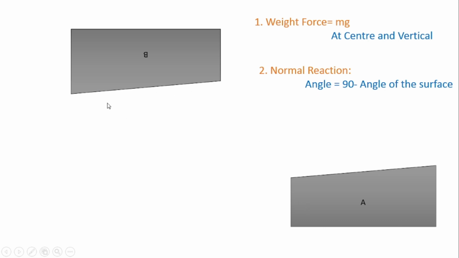Now how to draw a reaction? Reaction force is always perpendicular to the surface. Remember, the reaction force is perpendicular to the surface. I will repeat, angle of the normal reaction will be 90 minus angle of the surface.